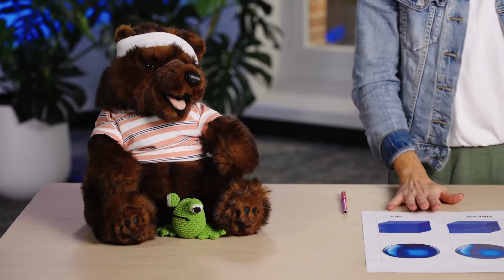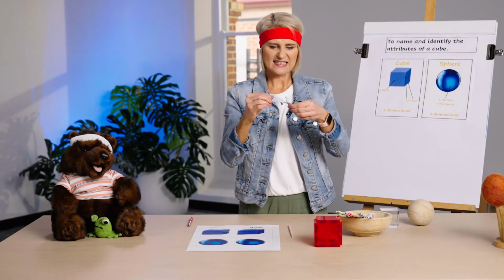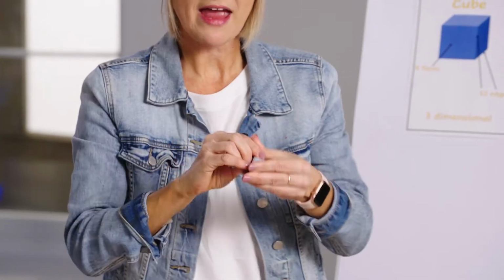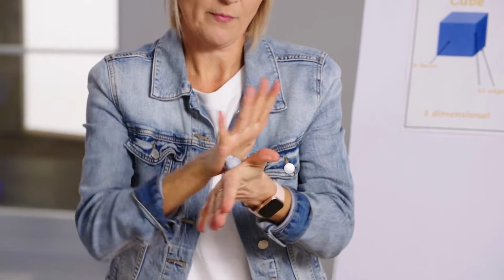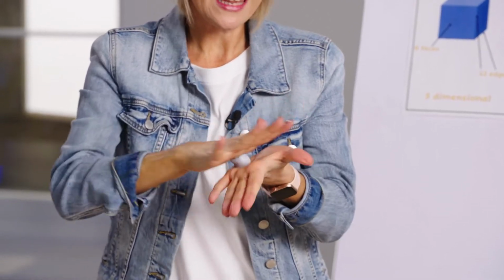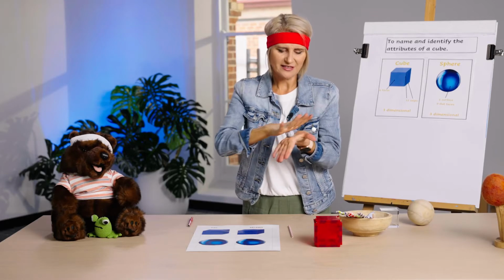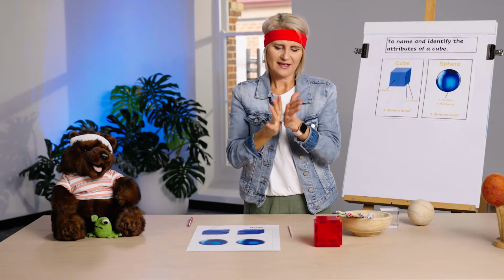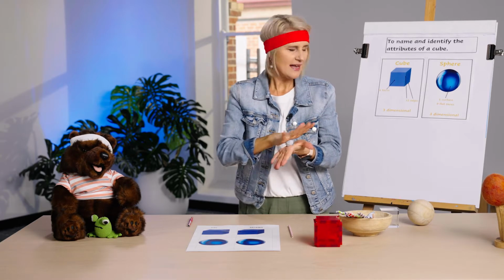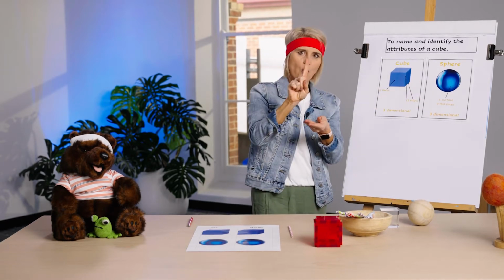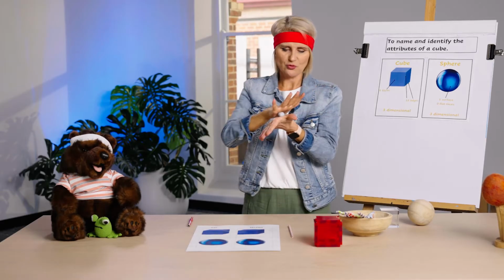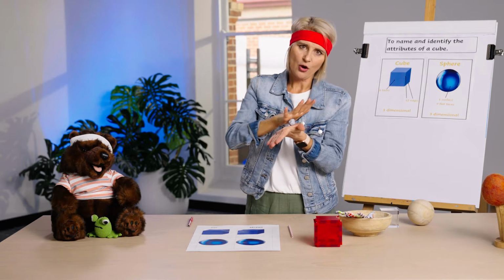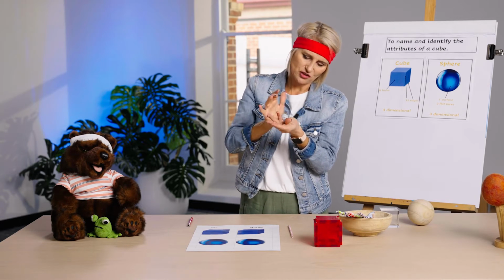You ready? Okay, so I'm going to start with the tack. The tack is soft and I can move it around and I can make it go like this, a bit like in our previous lesson where I created a sphere from clay. I'm going to go round and round and round and let's see if I can make a sphere. Now, let's remember a sphere has only one surface, 0 flat faces, and it's 3-dimensional. It means it has length, width and depth, 3 dimensions.